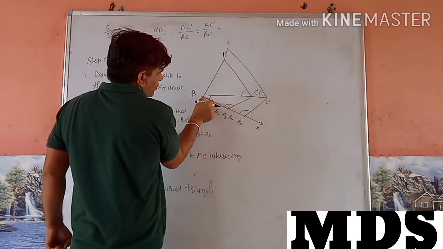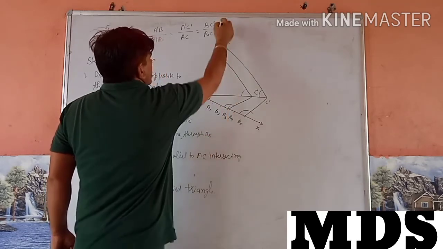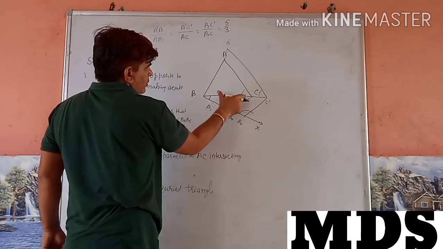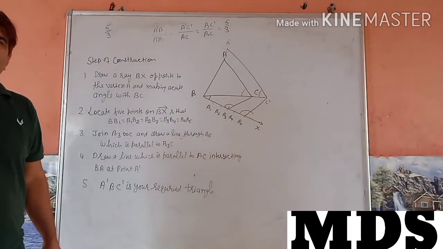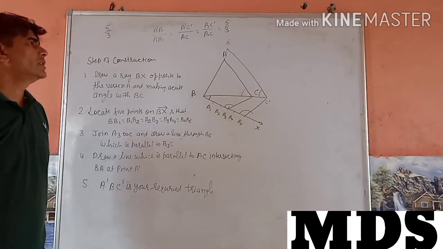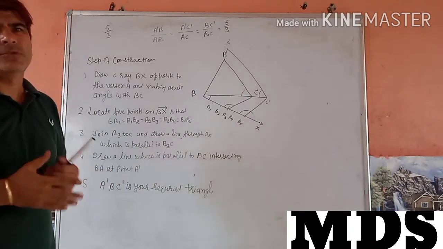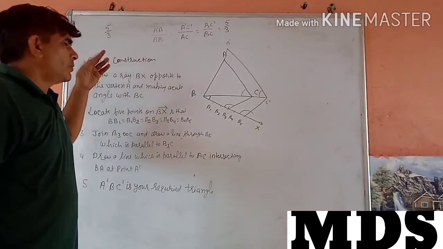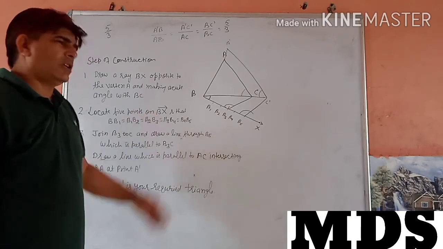How much is it? These are how many points? 5, 1, 2, 3, 4, 5. And up to here, how much? 3. So this is also divided into how many parts? The ratio is 5 by 3. In this way, you can show your exercise one by one with the help of construction. Also, you need to write it. So if possible, try to write the proof of it.